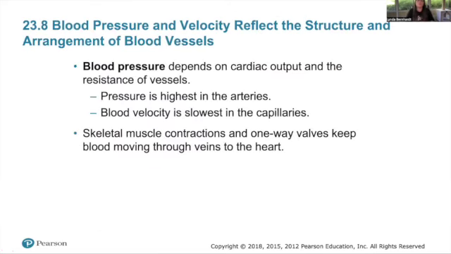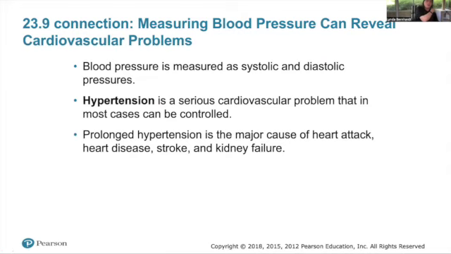Blood pressure. We're going to talk about that systole and diastole again. So blood pressure depends on cardiac output and the resistance of vessels. Pressure is the highest in the arteries, like I just said. The blood velocity is slowest in the capillaries. Your skeletal muscles, remember, are voluntary muscles. Your skeletal muscle contractions and one-way valves keep the blood moving through the veins to the heart. So it's just pushing it along. Blood pressure, as I just said a second ago, systolic and diastolic. We're coming back to it.